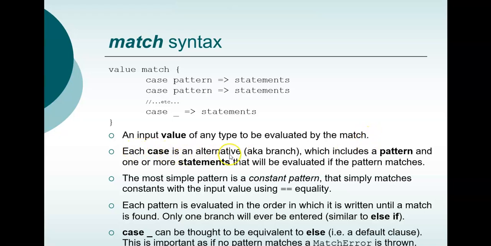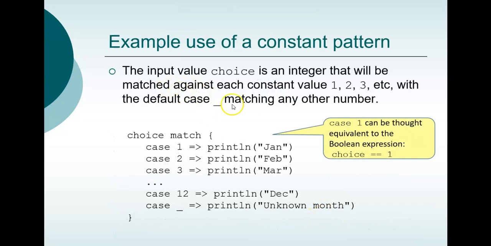Each case is an alternative, which includes a pattern and one or more statements. Now we have the else part being case underscore, which is equivalent to the else, the default. When you look at this example, we input a value into choice, and it's an integer. That will be matched against each constant value 1, 2, 3, etc. So we say choice match. If case is 1, we print January. Case is 2, February, in that sequence until case is 12, December. Anything outside 1 to 12 is the else. Then we can print unknown.